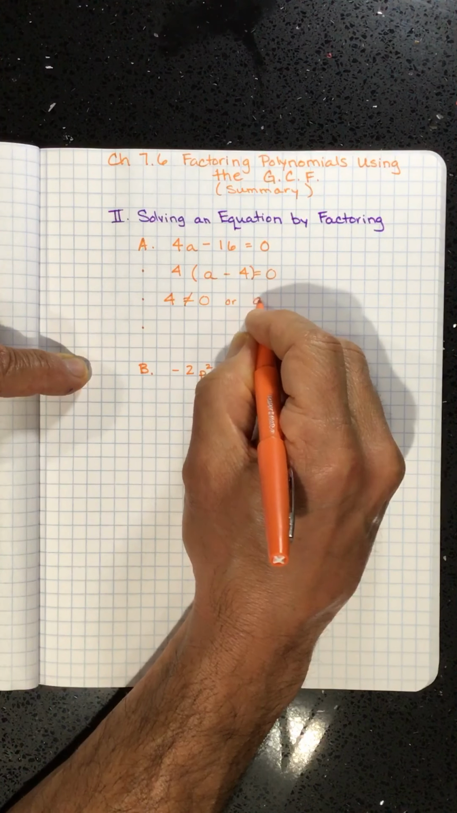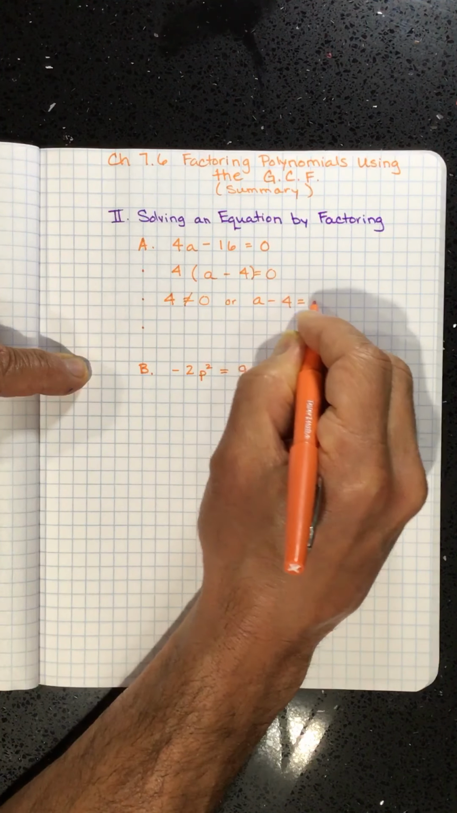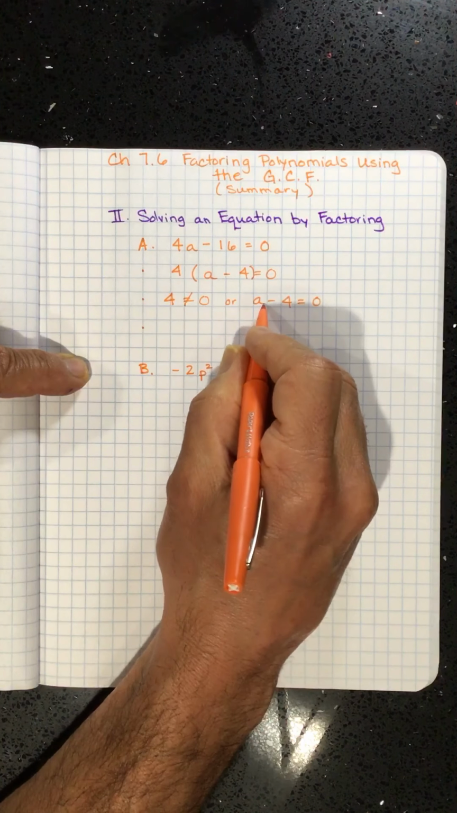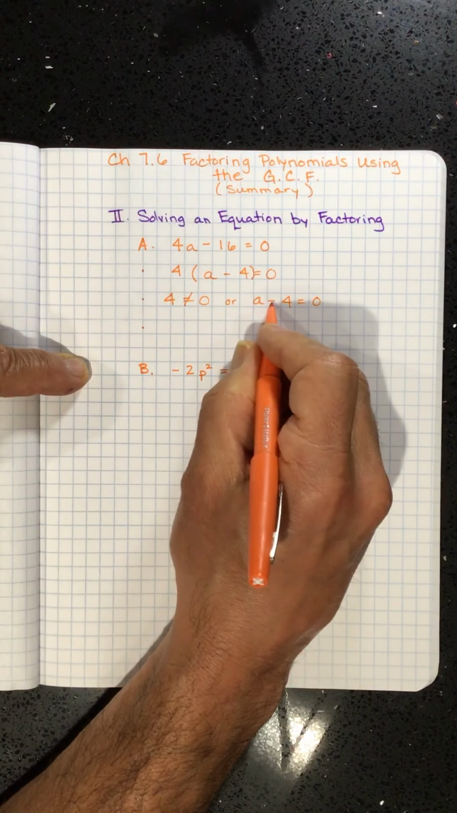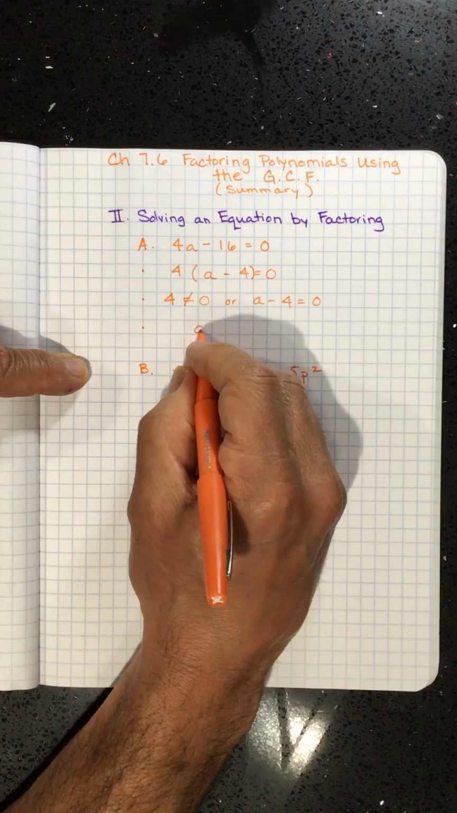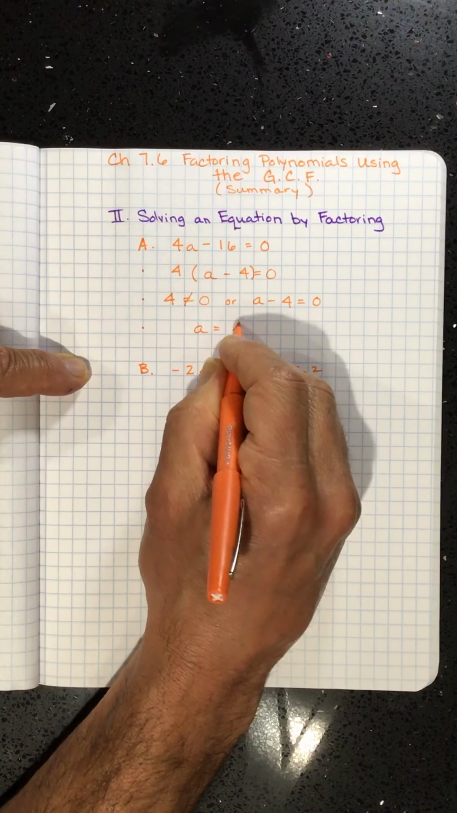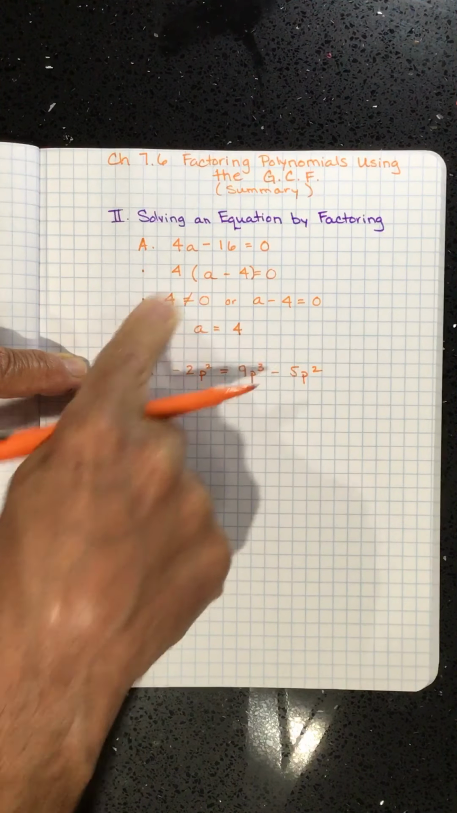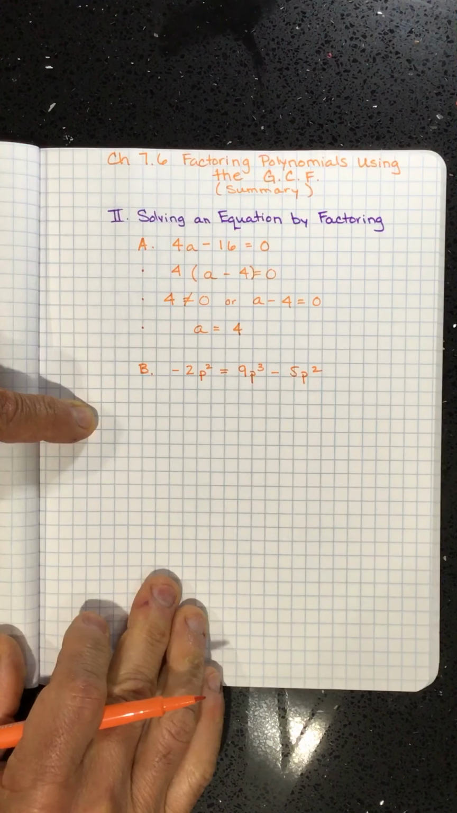Or we also have a minus 4 is 0. And so when we add 4 to both sides, we know that a is 4. We don't have to identify the other part because we know that's false.